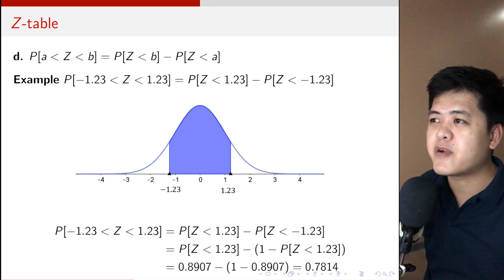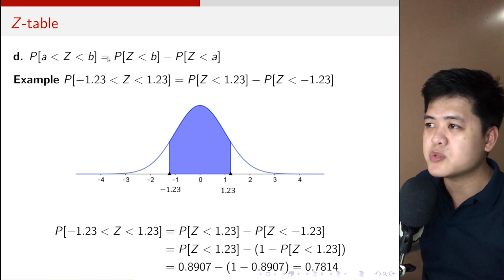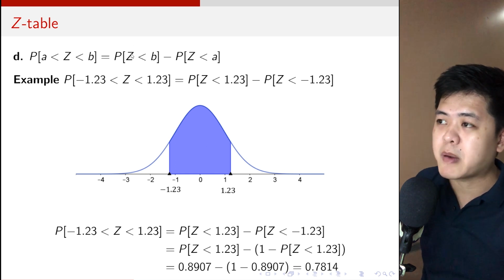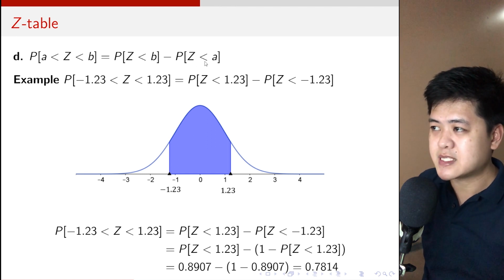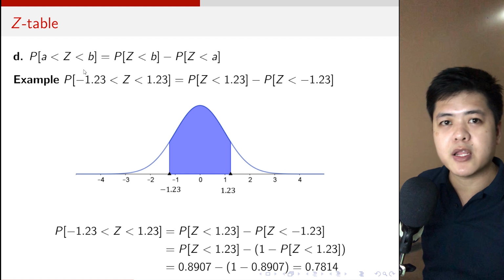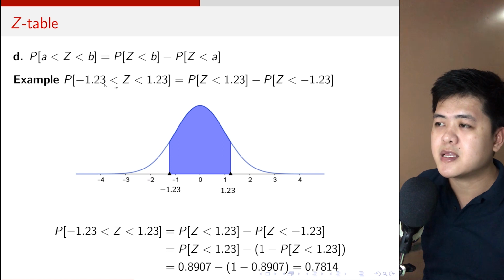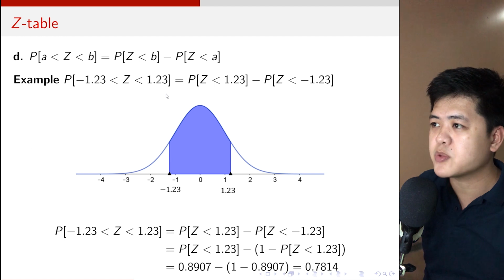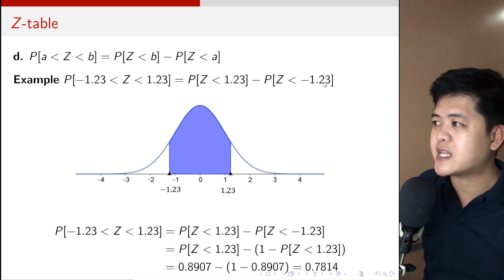At lastly, case number 4, what if it's between two z values? So, if it's between two z values, all you have to do is to get the probability that z is less than b, yung mas mataas na number, minus probability of z less than a. Obviously, kung mga negative at positive, gagamitin mo ulit mga previous cases. For example, if you want to get the probability that z is between negative 1.23 and 1.23, all you have to do is to get the probability that z is less than 1.23, the positive, minus the probability that z is less than, yung value ng a, which is negative 1.23.